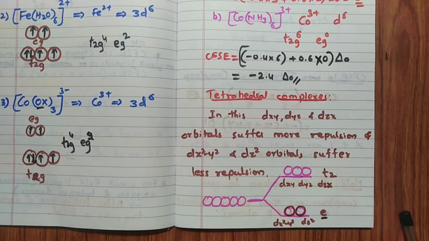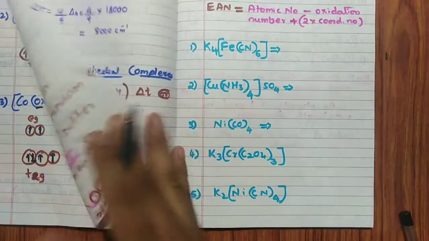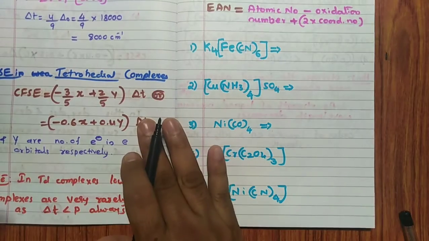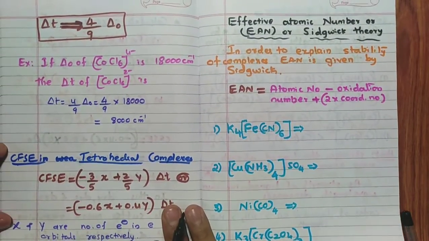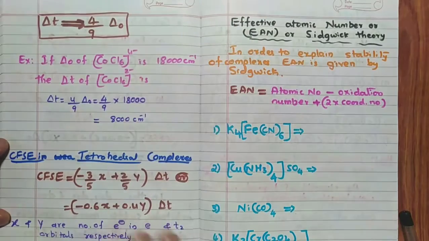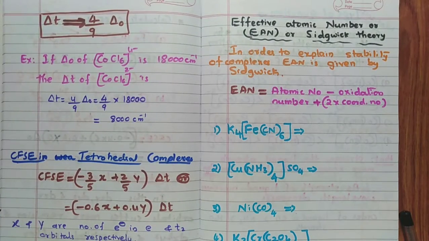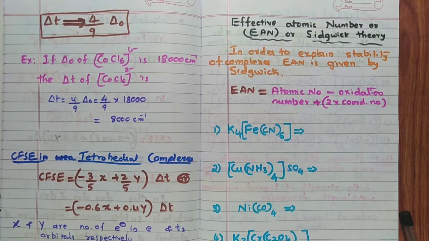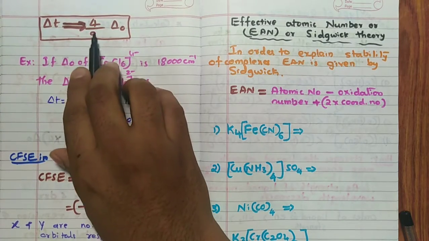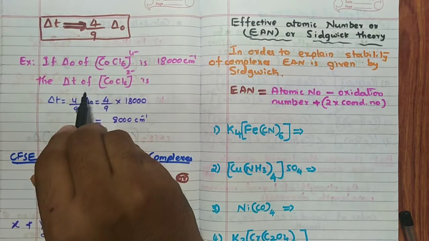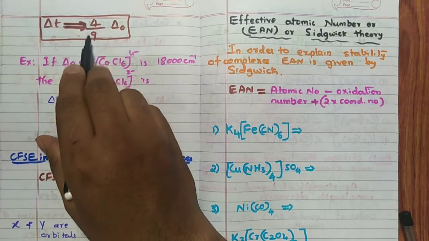This is the tetrahedral complex. A very important thing is, in tetrahedral complexes, you will never see low spin complexes. It is very, very rare. Remember that. Now, what is the relationship between delta naught and delta T? Delta T is the crystal field splitting energy in case of the tetrahedral field. This is a relationship you must remember, very important. Delta T is equal to 4 by 9 delta naught. It was asked once in the NEET exam, remember. 4 by 9 delta naught.